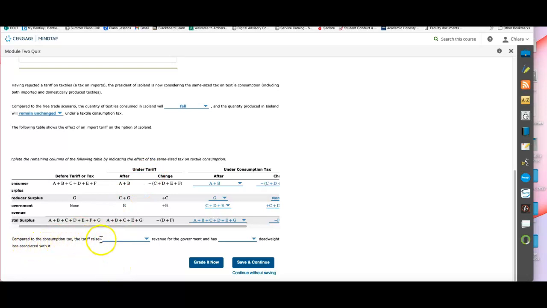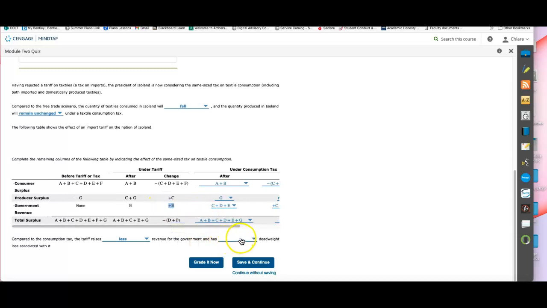Compared to the consumption tax, the tariff raises less revenue for the government because, right, the government's only making E instead of making CD plus E, and has a larger deadweight loss associated with it. So the tariff is worse than the government tax.